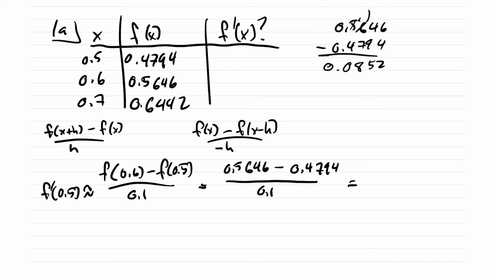And then divided by 0.1 means we multiply it by 10. So the derivative is going to be about 0.852. So that's what I'll put here, 0.852. And then you go on to the next one.